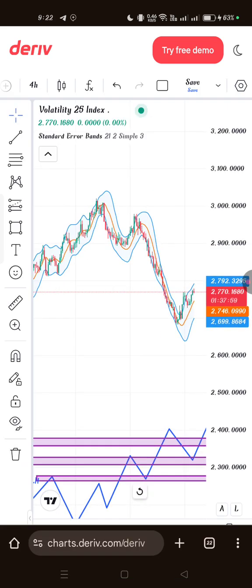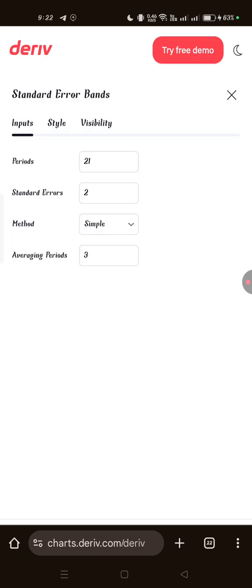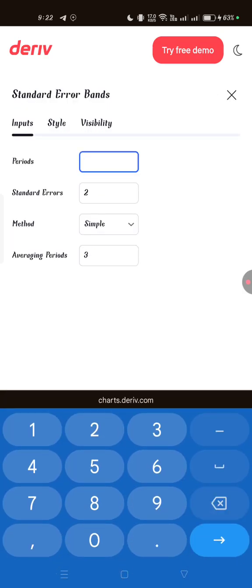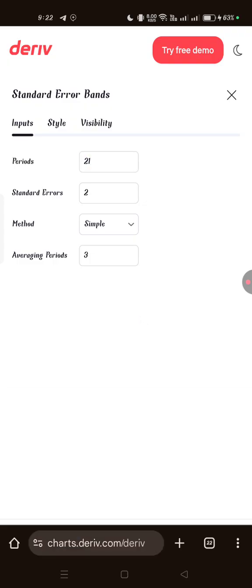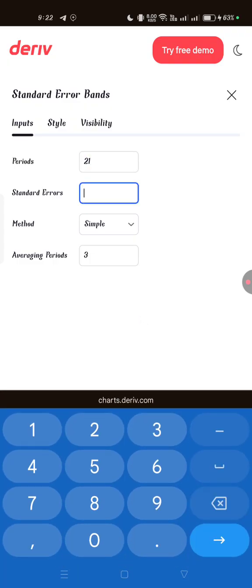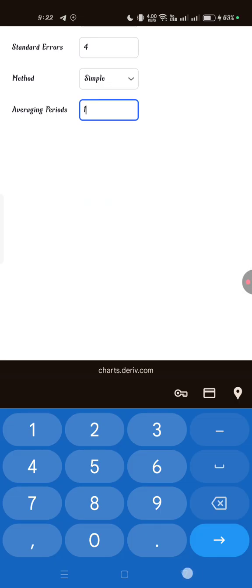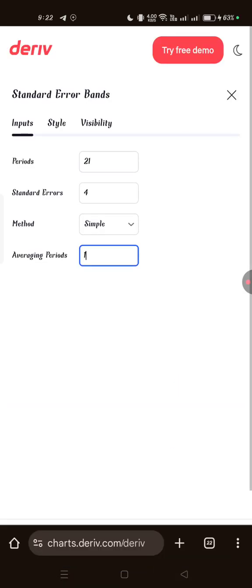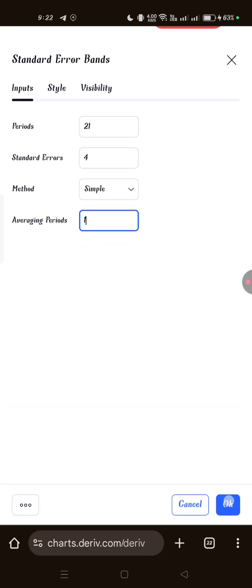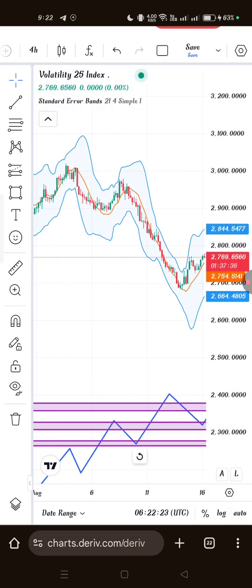After you pick your standard error bands, come input a few settings. The first setting, we're using a period of 21. Then here you use standard 4, and here you use 1, like that. So 21, 4 and 1. After you've done that, you'll have it in place, and then you get back to your chart.